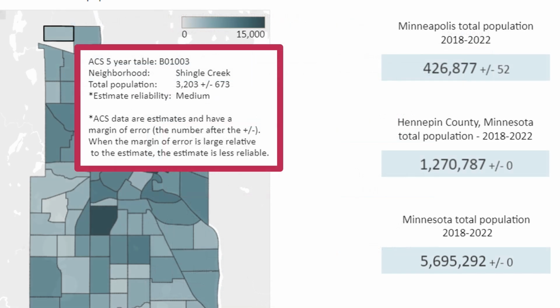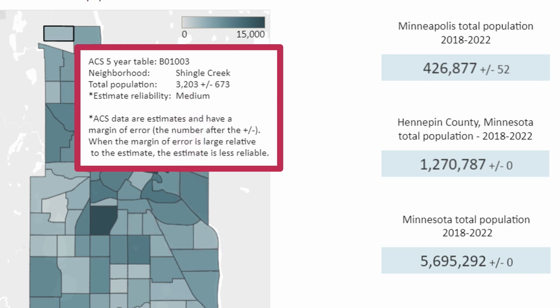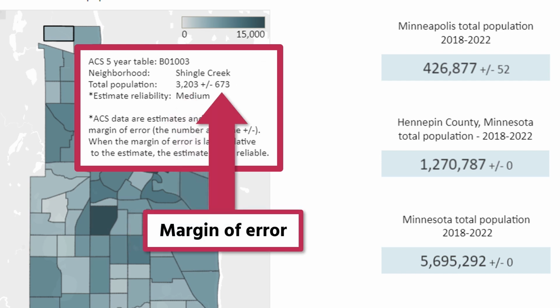Here the dashboard shows that the estimated number of people living in the Shingle Creek neighborhood is 3,203 plus or minus 673. The number before the plus or minus sign is the estimate, and the number after the plus or minus sign is the margin of error. So the margin of error for this estimate is 673.